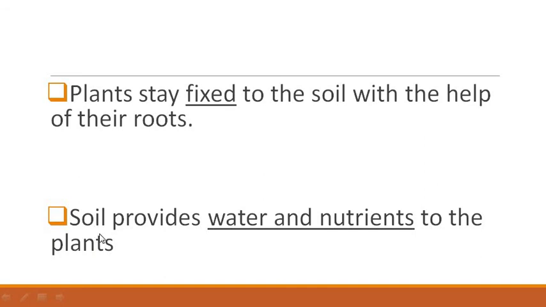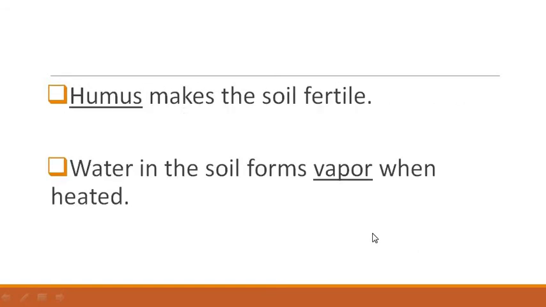The next blank is: soil provides dash to the plants. What does the soil provide? It provides water and nutrients. So as we pour the water onto the plants, more than half of it falls onto the soil, and the soil absorbs it and provides it to the roots of the plants again. Right? Okay. Now repeat the answer after me. Water and nutrients. Repeat a second time. Water and nutrients. Okay, let's move on to the next blank.